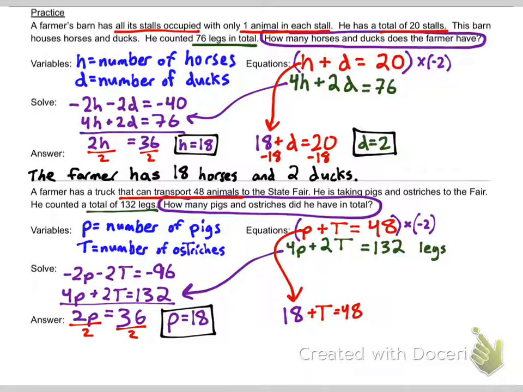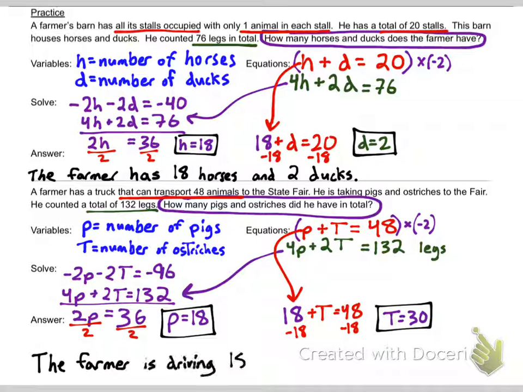Notice when I write this into the equation, I'm going to choose that first equation again because there are no coefficients. That's going to be the fastest to solve. 18 plus t equals 48. Subtract 18 from both sides, and t is 30. So I'm not done yet. I need to write a complete sentence. How many pigs and ostriches did he have in total?